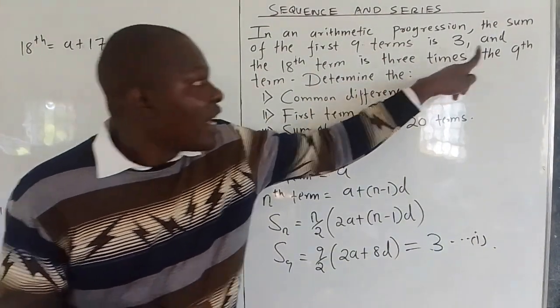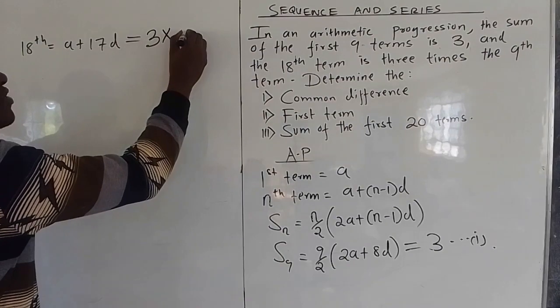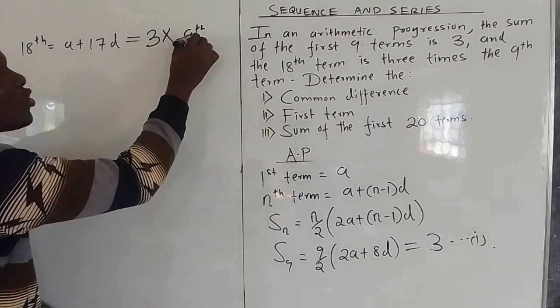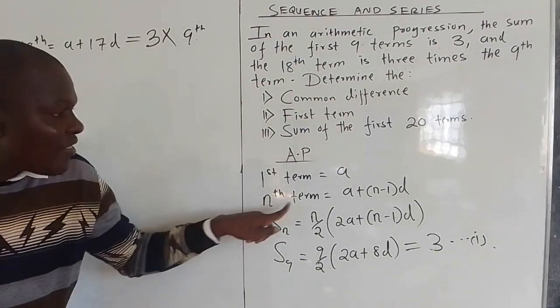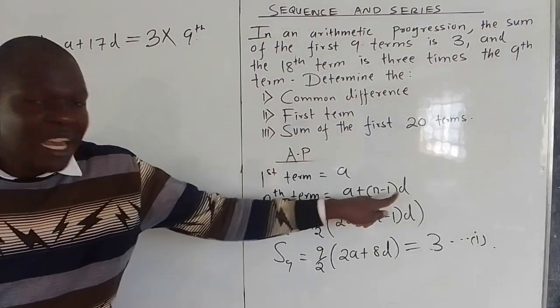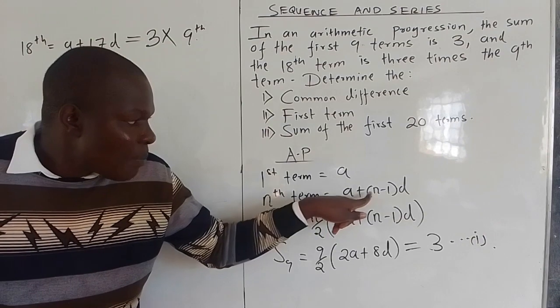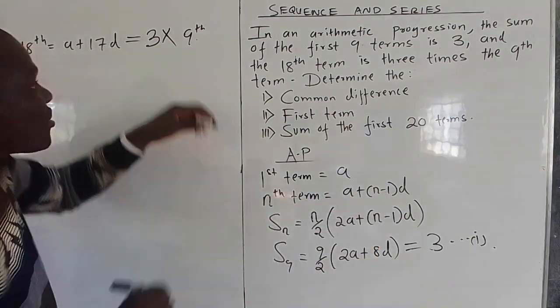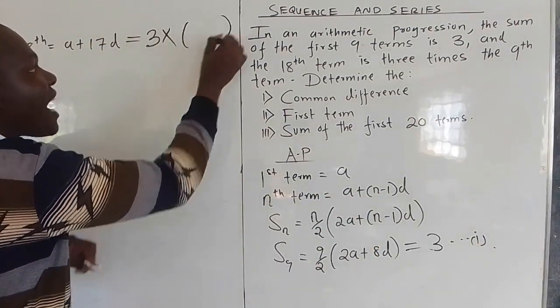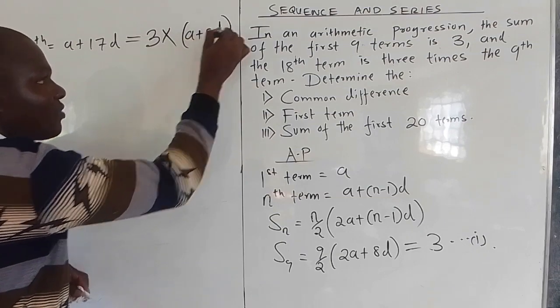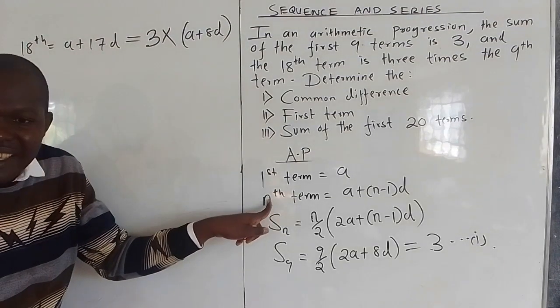Times, then you move on to the 9th term, then times the 9th term. So when you are substituting the 9th term, what is the 9th term? The nth term is given by a plus n minus 1 d, meaning for the 9th term you put 9, isn't it? Yes. So when you put 9, you get a plus 9 minus 1, which is 8d, isn't it? So where there is the 9th term, you put a plus 8d, because the 9th term means n is 9, isn't it?